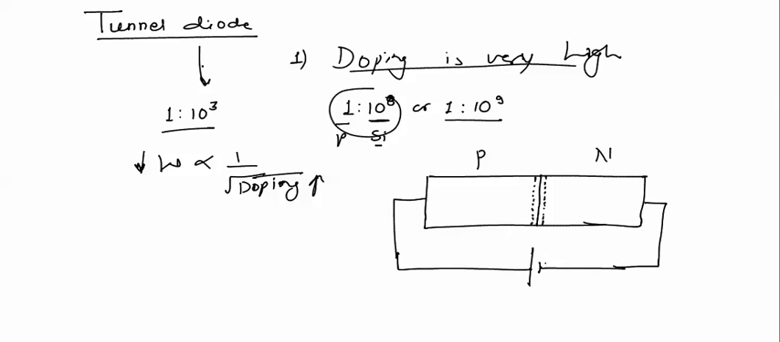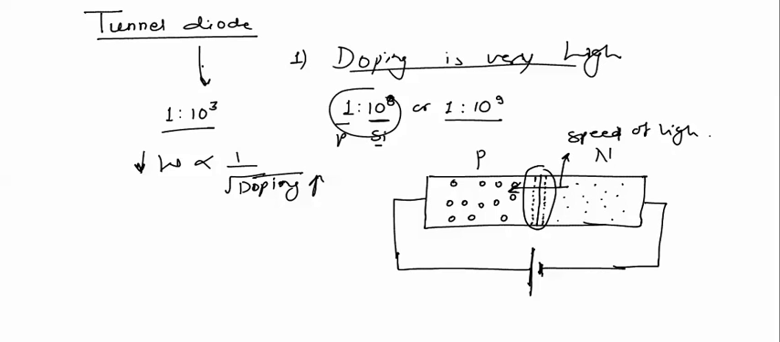If we forward bias this diode, then the depletion layer will have very little effect on the majority charge carriers, and the majority charge carriers cross the junction even for very small applied voltages at almost the speed of light. These electrons will penetrate this depletion layer at almost the speed of light. This behavior of electrons is called tunneling, and due to this tunneling effect, this diode is called a tunnel diode.